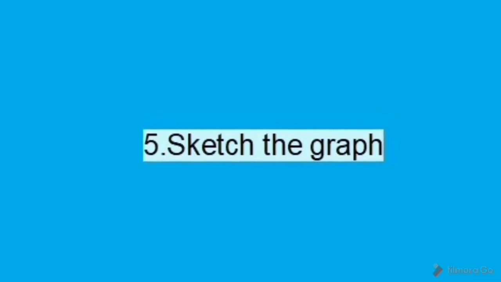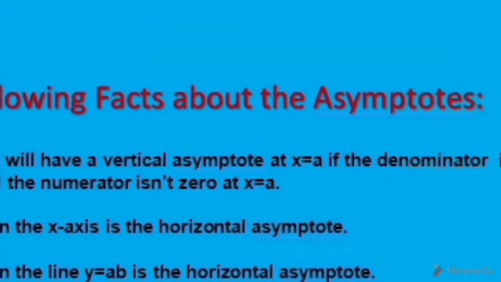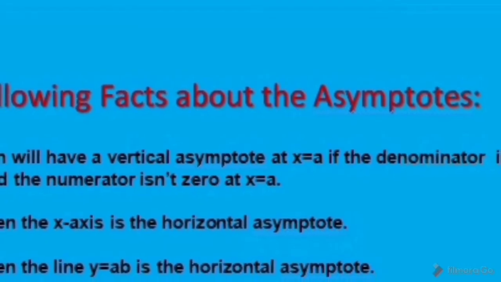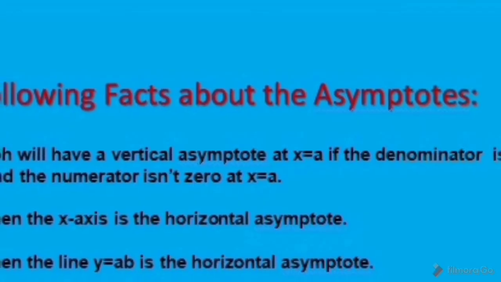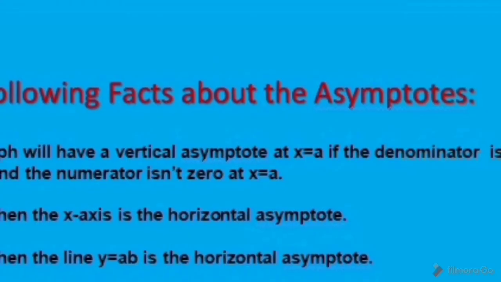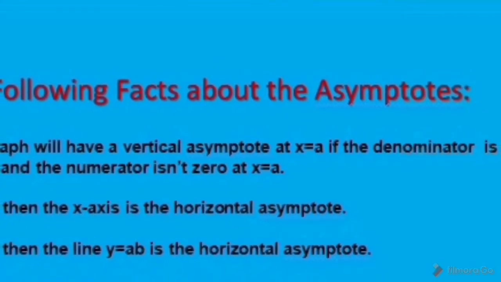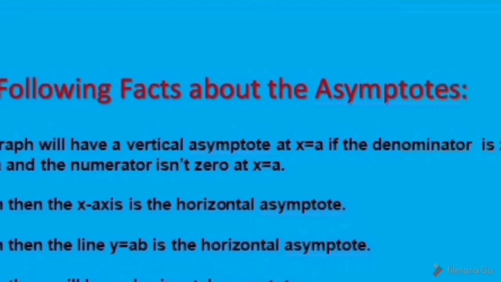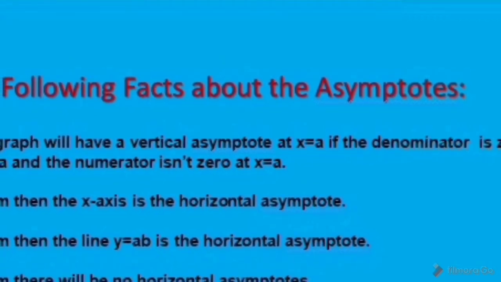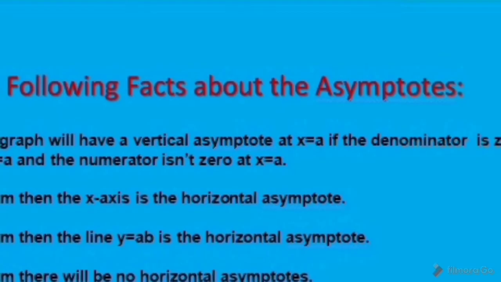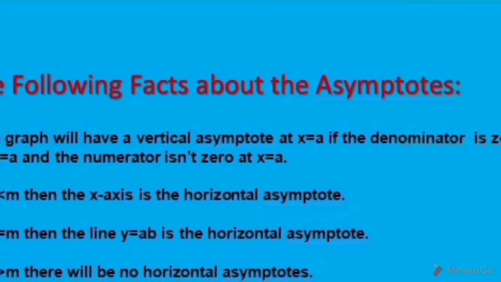Number 5. Sketch the graph. The following facts about the asymptotes. Number 1. The graph will have a vertical asymptote at x is equal to a if the denominator is 0 at x is equal to a, and the numerator isn't 0 at x is equal to a.